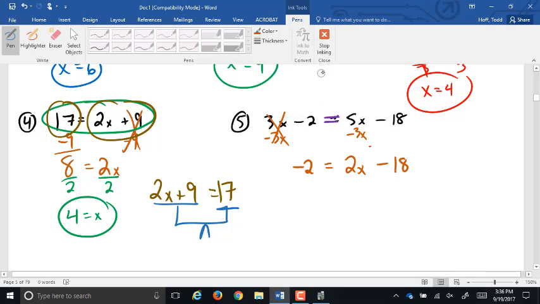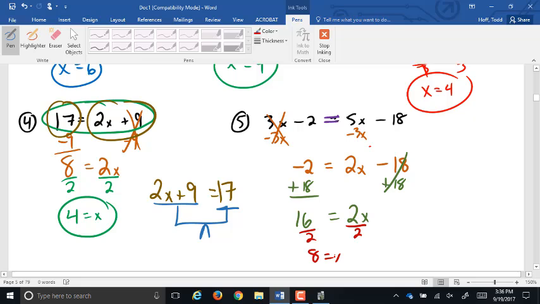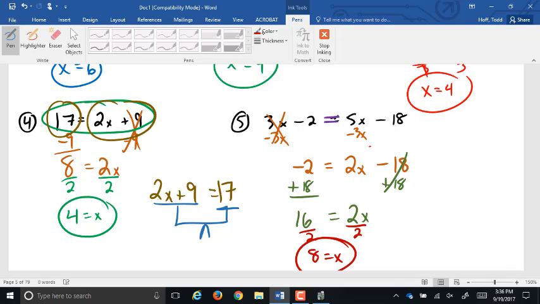Now what do we do? We will add 18. Negative 2 plus 18, 16. Over here the 18 is gone, so we just have 2x. And then divide by 2. So we get 8 equals x, or x equals 8.